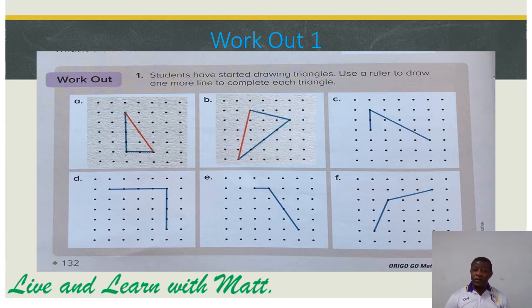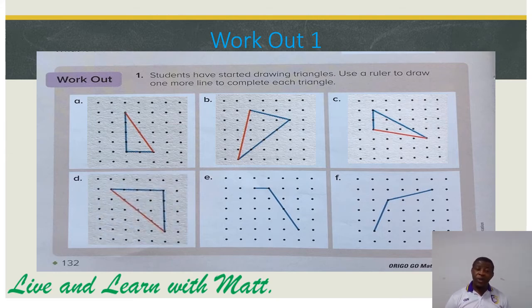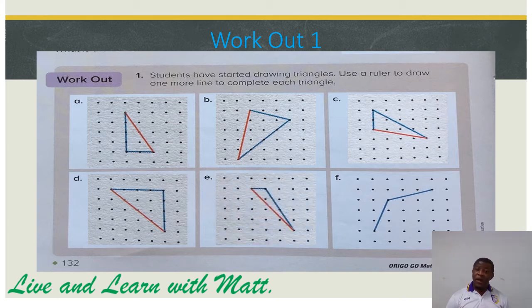Now part C. We have to join the 2 ends together in a straight line. Make sure you use your ruler, please. Everybody, use a ruler. And you have a shape like this. Part D. We use the same ruler, join the 2 ends together. Part E, the same thing. And part F.